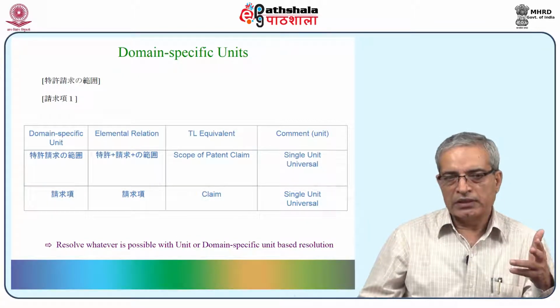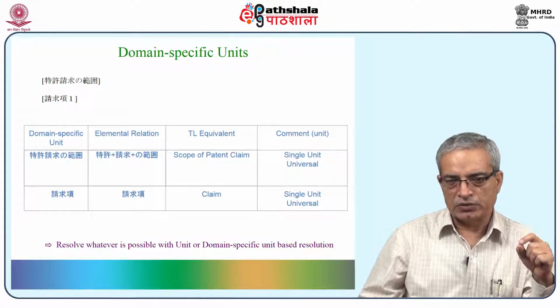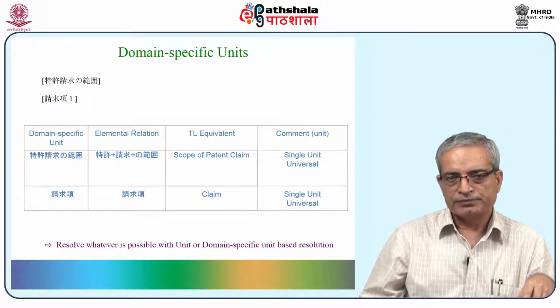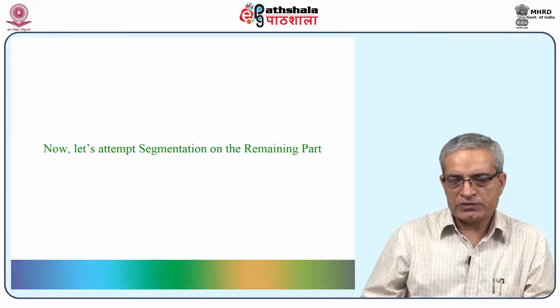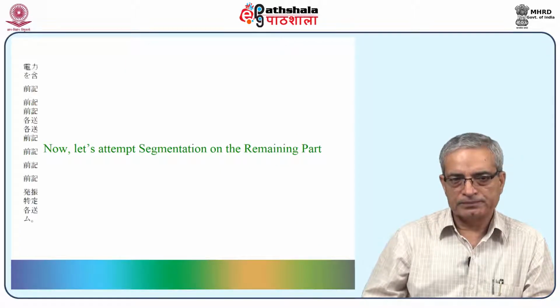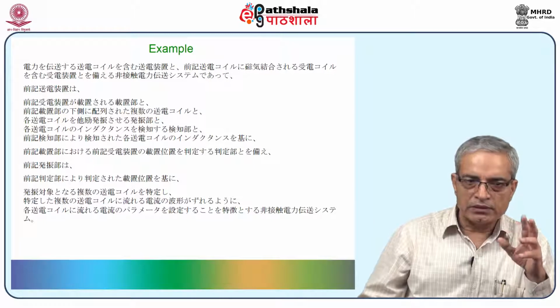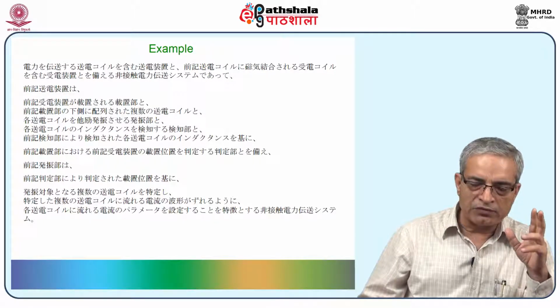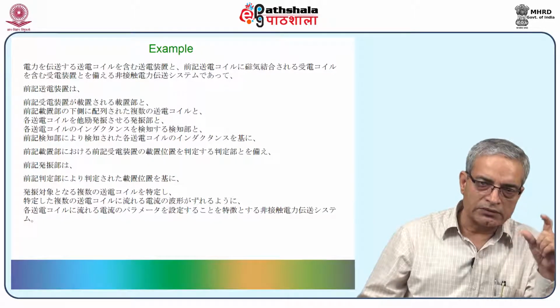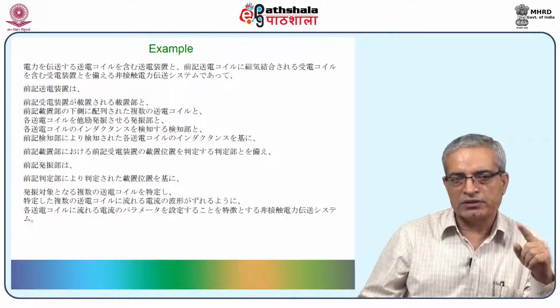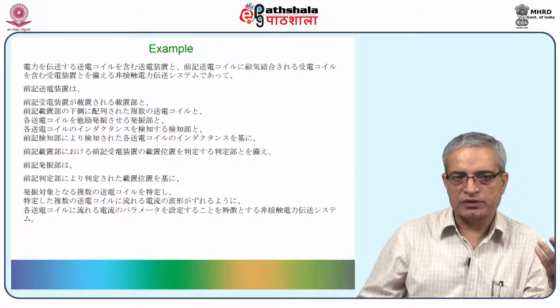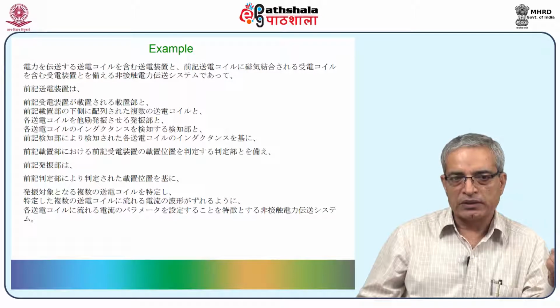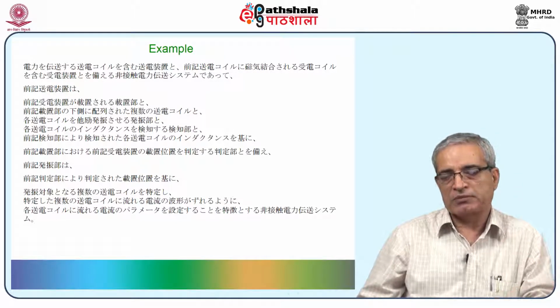Now the learning here is that to the extent possible we must apply the unit or the domain specific unit resolution approach. Now let's attempt segmentation on the remaining part. Just see, can you recall the first slide where you had 5 or 6 or 7 lines continuously written, too many kanji probably, and too many verbs coming? Probably you will be confused with the subject also, because wa is also occurring 2 times in this particular example.